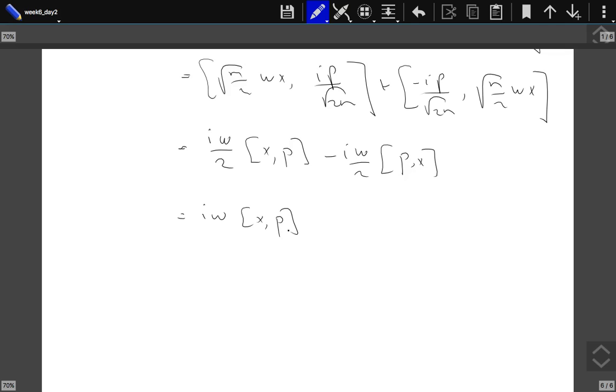And what is the commutator of x and p? i h bar or minus i h bar? i h bar. So this is i h bar times i omega, which is minus h bar omega.